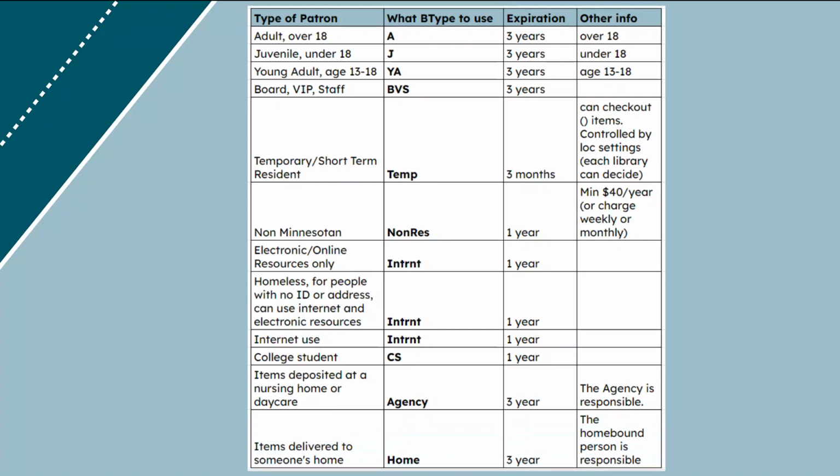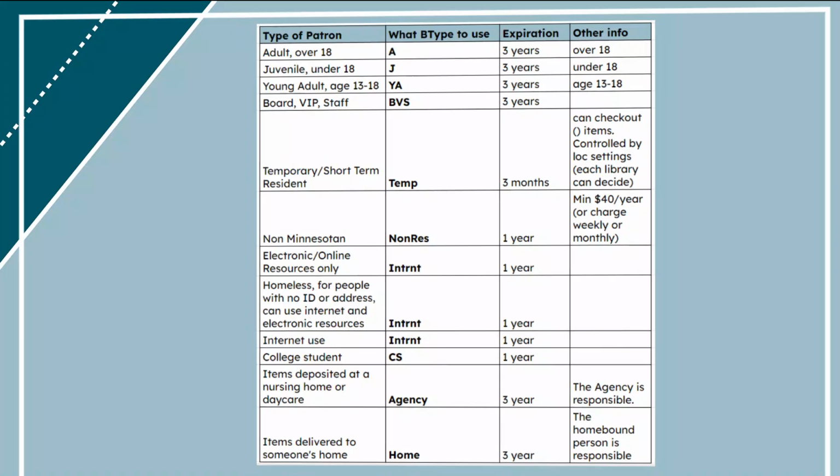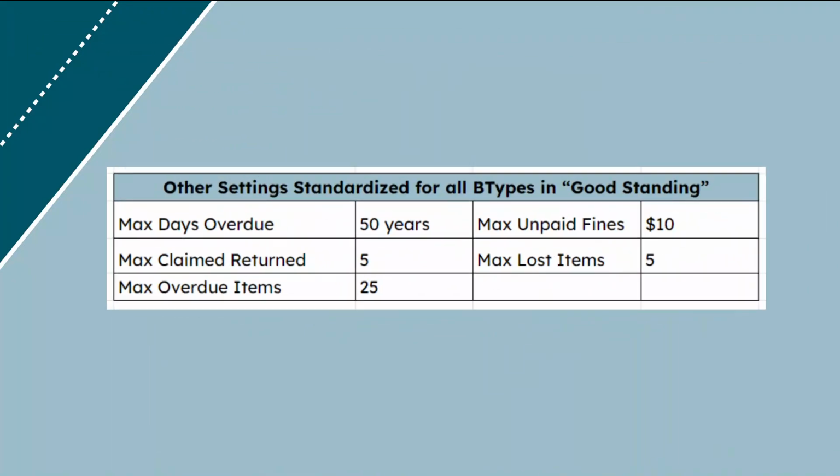If the library has a policy to deliver materials to homebound patrons, and these patrons have different settings than the typical A B-type, such as a longer checkout period, the home B-type should be used. This B-type expires in 3 years. Here are some examples of B-type settings that have been standardized across all libraries using Horizon through SELCO.